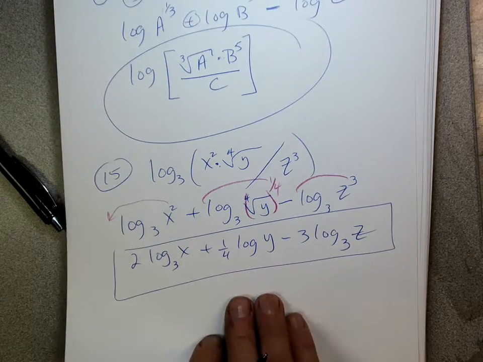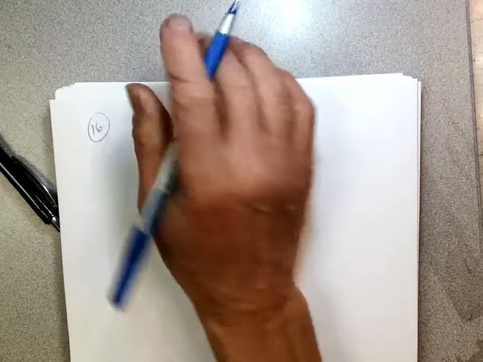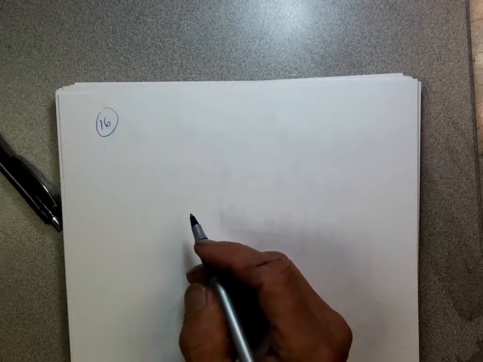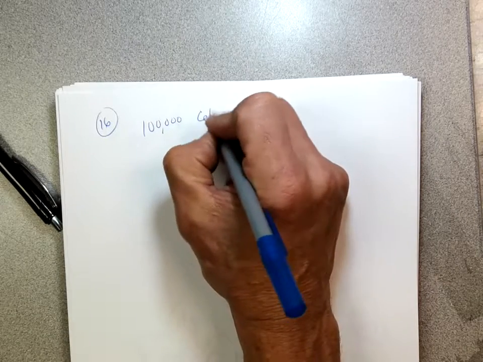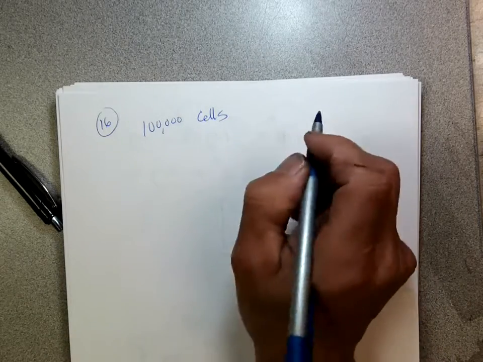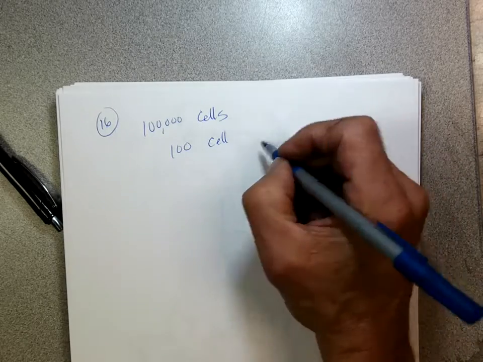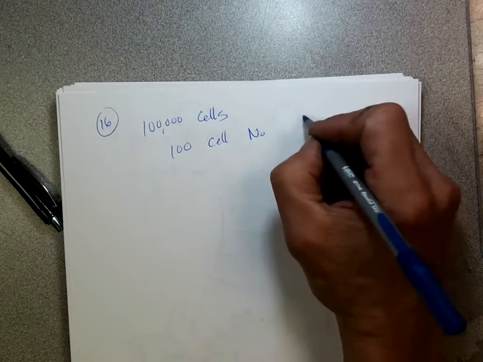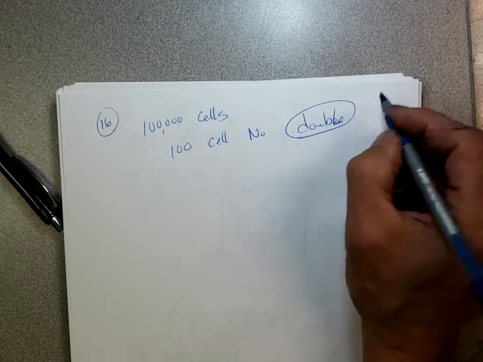Can't believe it. 16. And you can ask the sub to pause it anytime you want. Back it up, okay? Okay, a cell biologist needs to grow 100,000 cells. We need 100,000 cells in the end. She starts with 100 cells. That's the beginning, N of 0. Okay? And it doubles, I'm going to circle that, every 5 hours.